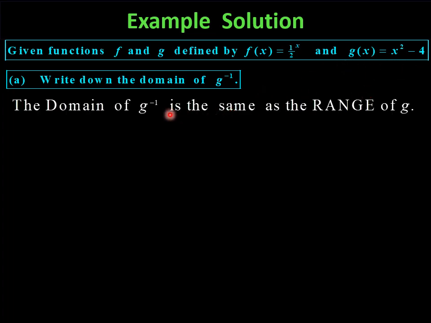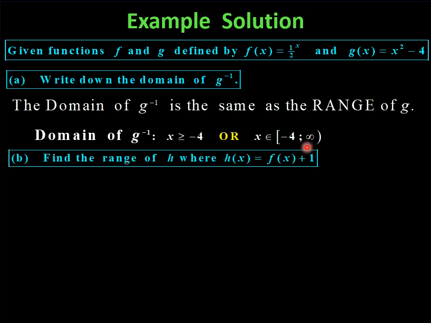Now the domain of the inverse is the same as the range of g. What would the range of g be? That's right, you look at the y-intercept there. The range of this one is y greater than or equal to -4. So the domain there would be x greater than or equal to -4. We can either write it in this notation or we can write it in interval notation. I would recommend the interval notation.